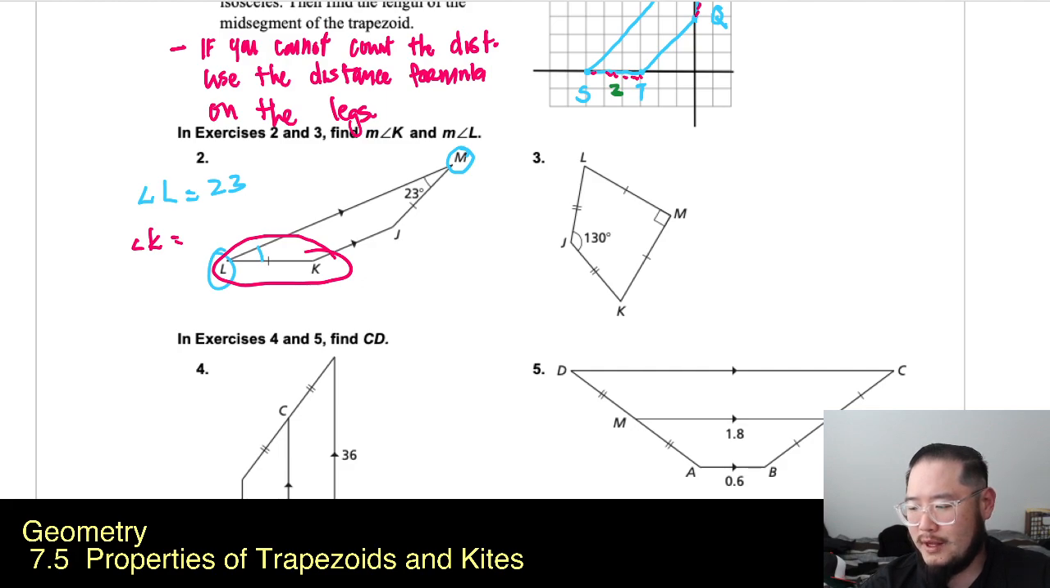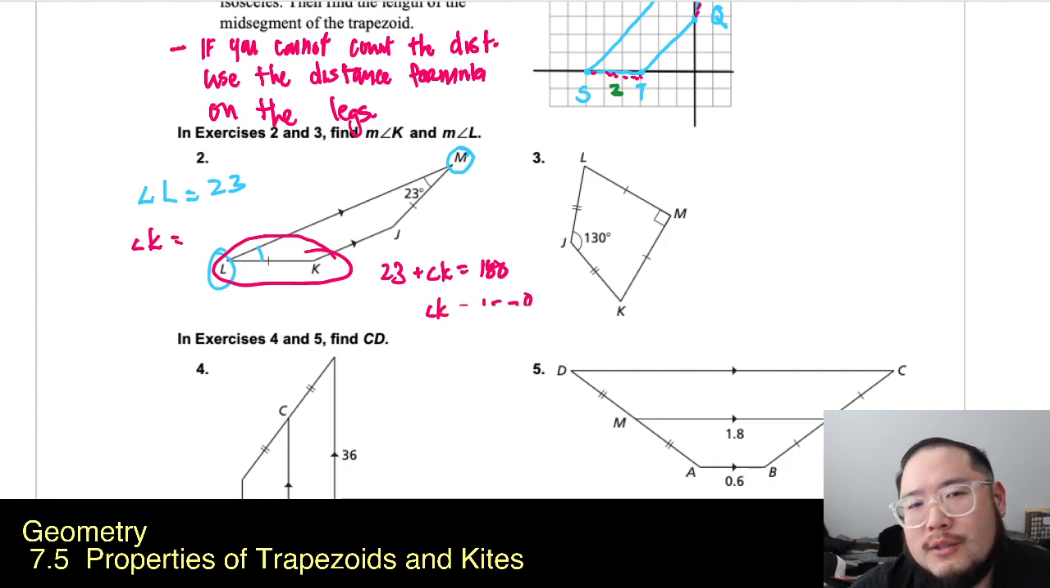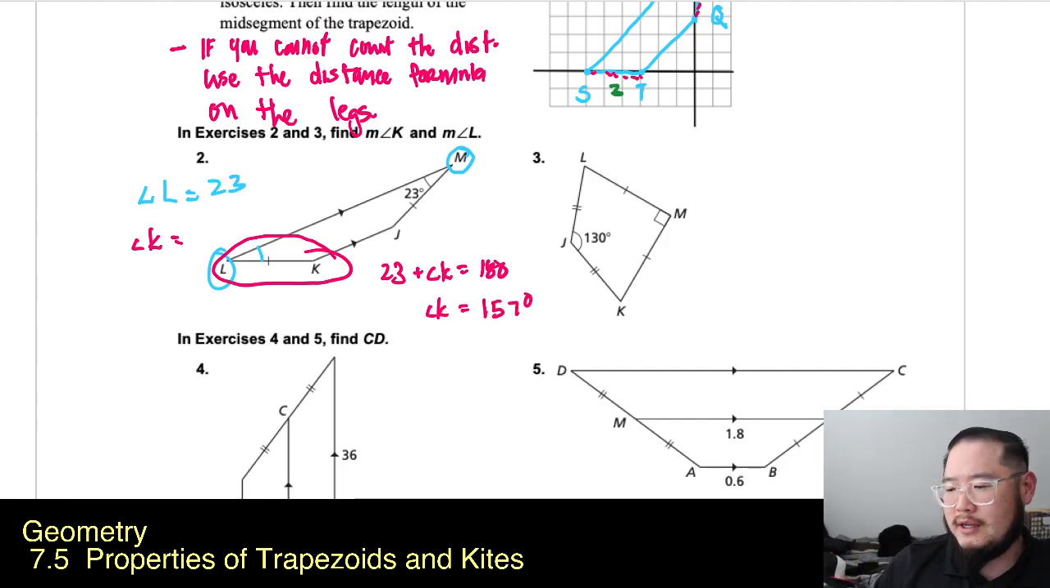And if you're thinking that it's going to be angle L, 23 degrees, plus angle K is equal to 180, then you are correct. And then we can go ahead and subtract 23 from both sides and find that angle K ends up being equal to 157 degrees. So angle K is 157. And we go ahead and put together things that we learned from first semester to help us find these two angles.